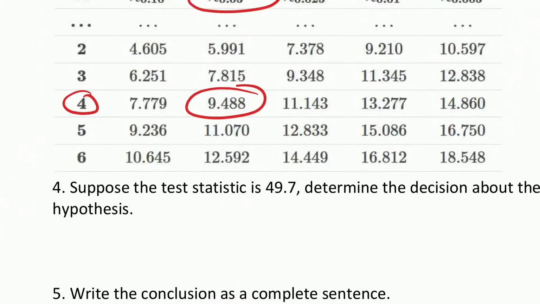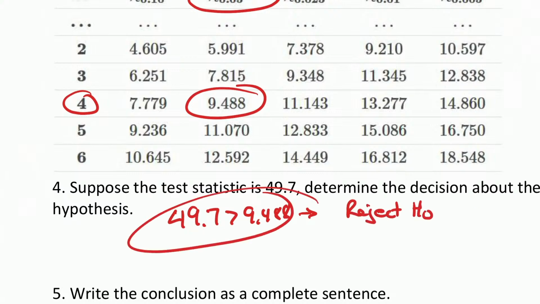So here, this is super extreme. So this is really unlikely. Think of it this way, the bigger this is, the more unlikely it is. So it's very unlikely to have a test statistic this big. That would be like, wow, you did something amazing that has almost no chance of happening. So since 49.7 is bigger than 9.488, you're going to reject the null hypothesis. You don't have to write this stuff. You just have to write this. Reject the null hypothesis. Did you put all of this down?